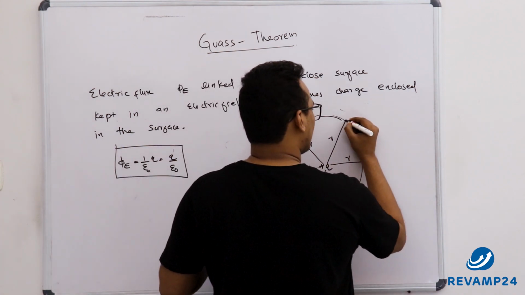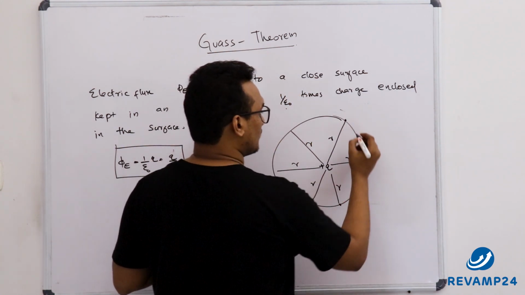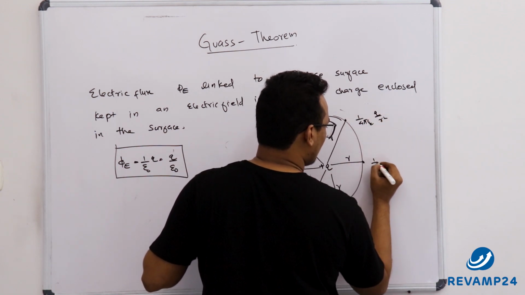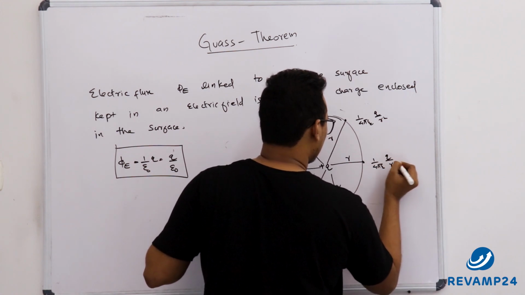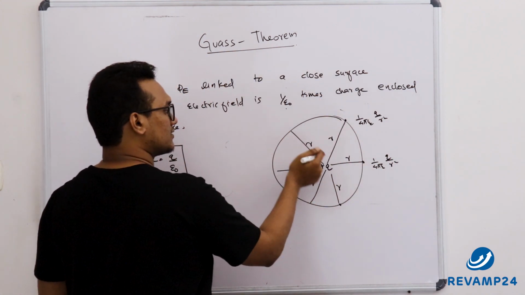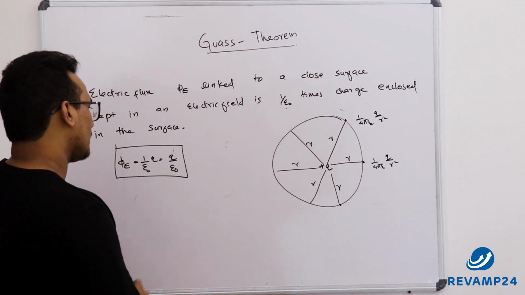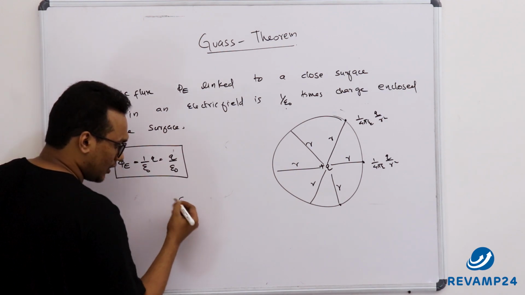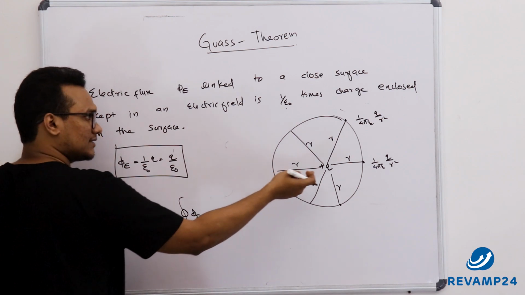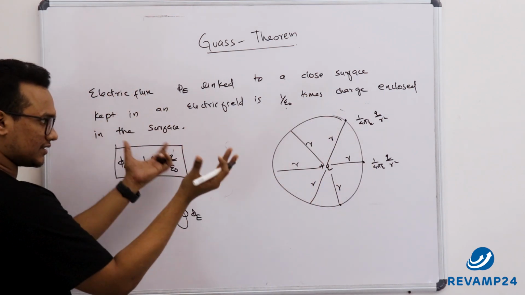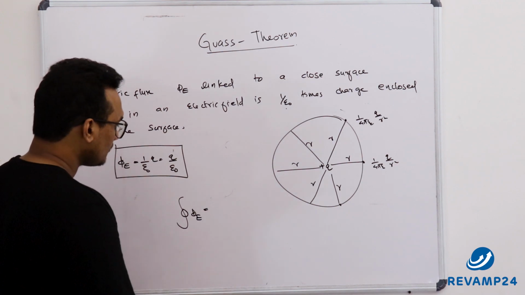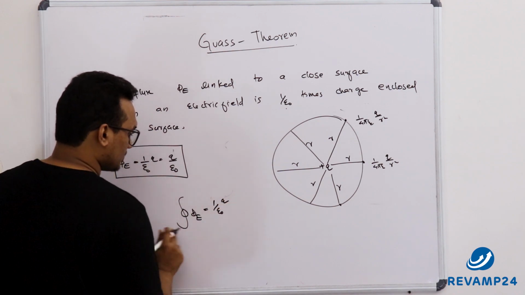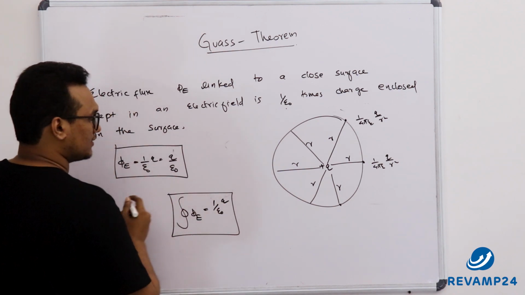Now this also tells me that the electric field at all the points will be the same. What will be the electric field here? 1 by 4 pi epsilon 0 Q by R square. Here also 1 by 4 pi epsilon 0 Q by R square, because it is the same source charge and the distance is also the same at all places. Now we have learned an equation here. How to get the total flux? The closed integral of phi e, the total flux with the closed surface, is equal to 1 by epsilon 0 times the charge enclosed. This is what Gauss's theorem says.